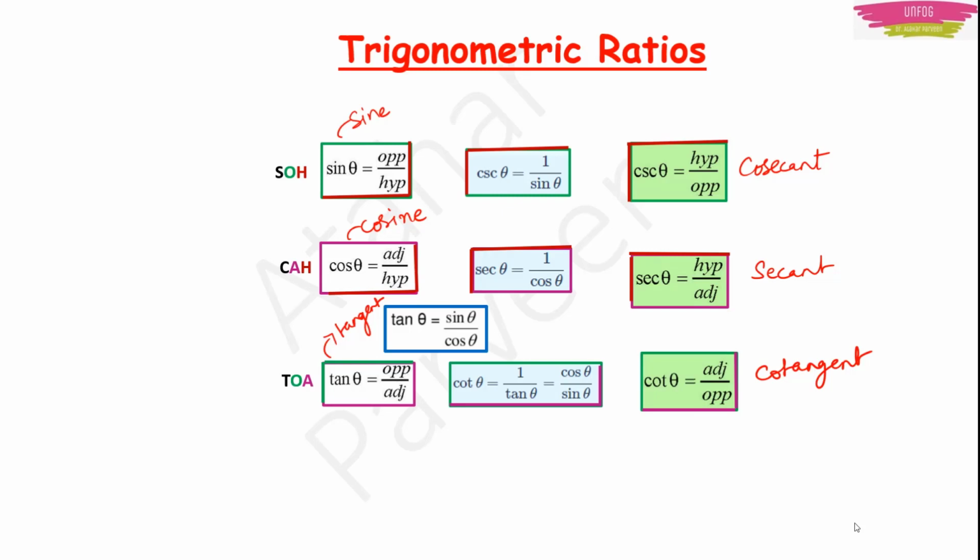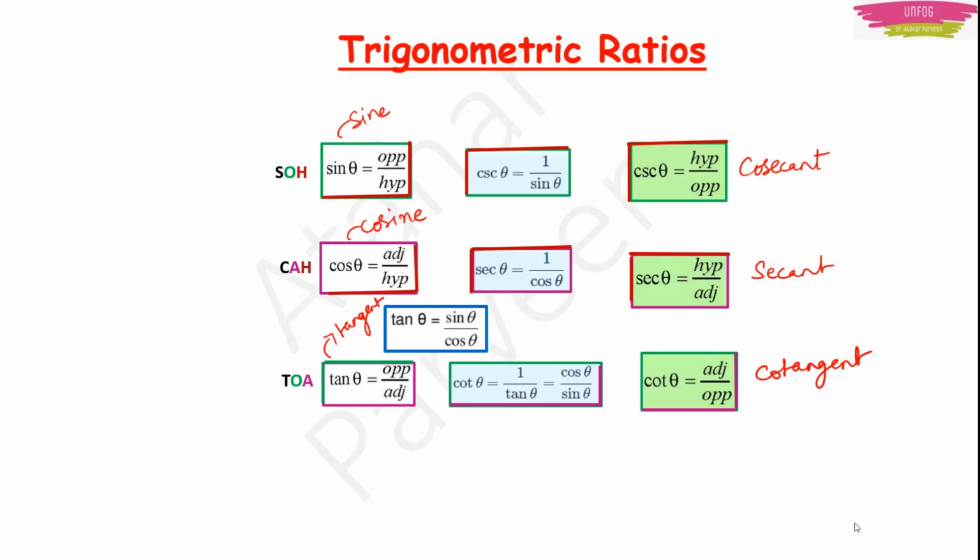Like that, cosecant theta, which is the reciprocal of sine theta, we call cosec. Another one is secant theta, which is the reciprocal of cos theta. We call it sec theta. Another one is the cotangent theta or cot theta, which is the reciprocal of tan theta. Okay, I hope that you all understood.